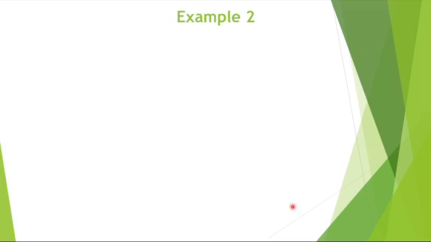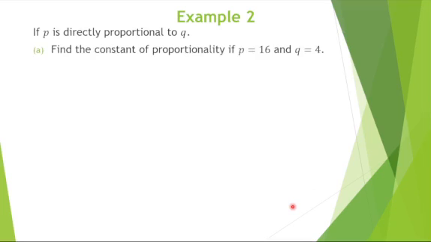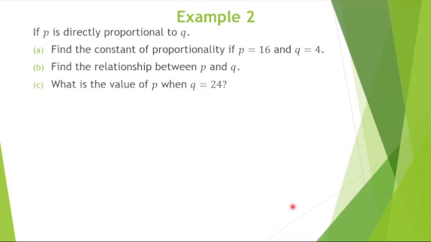All right, example 2. Let's see the question. If P is directly proportional to Q, A, find the constant of proportionality. Now, in this case, we are being told to find k, but normally we will always find k, because without finding k, we cannot progress in our solution. So find the constant of proportionality if P is equal to 16 and Q is equal to 4. B, find the relationship between P and Q. And C, what is the value of P when Q is 24?